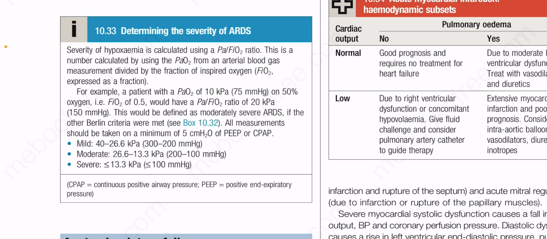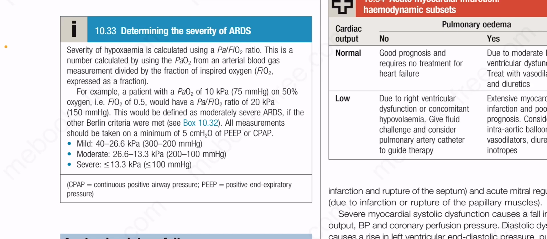For example, a patient with a partial pressure of arterial oxygen of 10 kilopascal or 75 millimeter mercury on 50% oxygen, that is FiO2 of 0.5, would have a PaO2/FiO2 ratio of 20 kilopascal, 150 millimeter mercury. This would be defined as moderately severe ARDS. If the other Berlin criteria were met, all measurements should be taken on a minimum of 5 cm water of PEEP or CPAP.